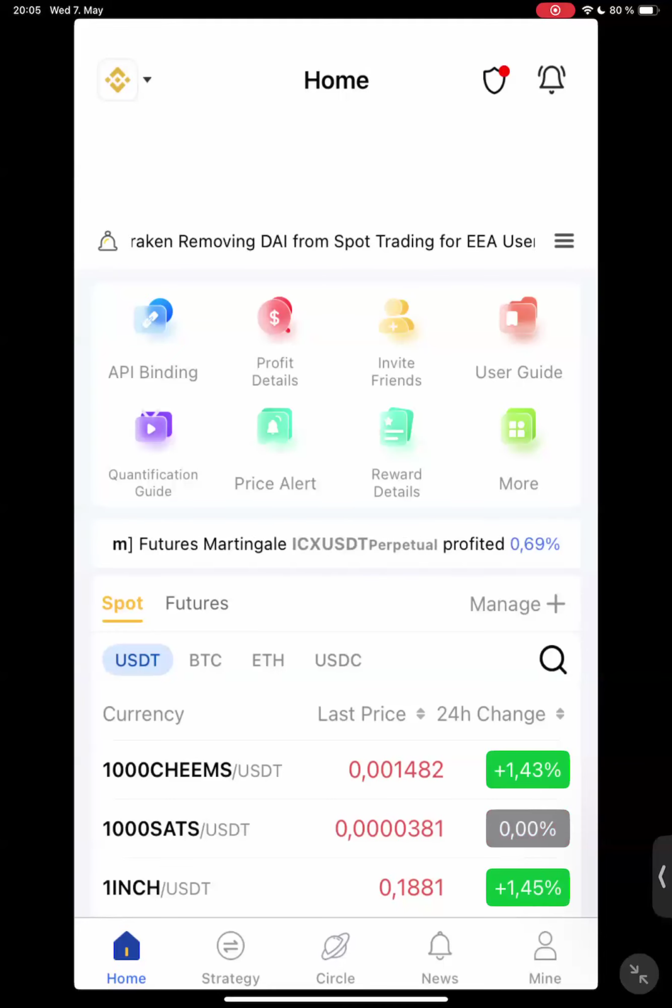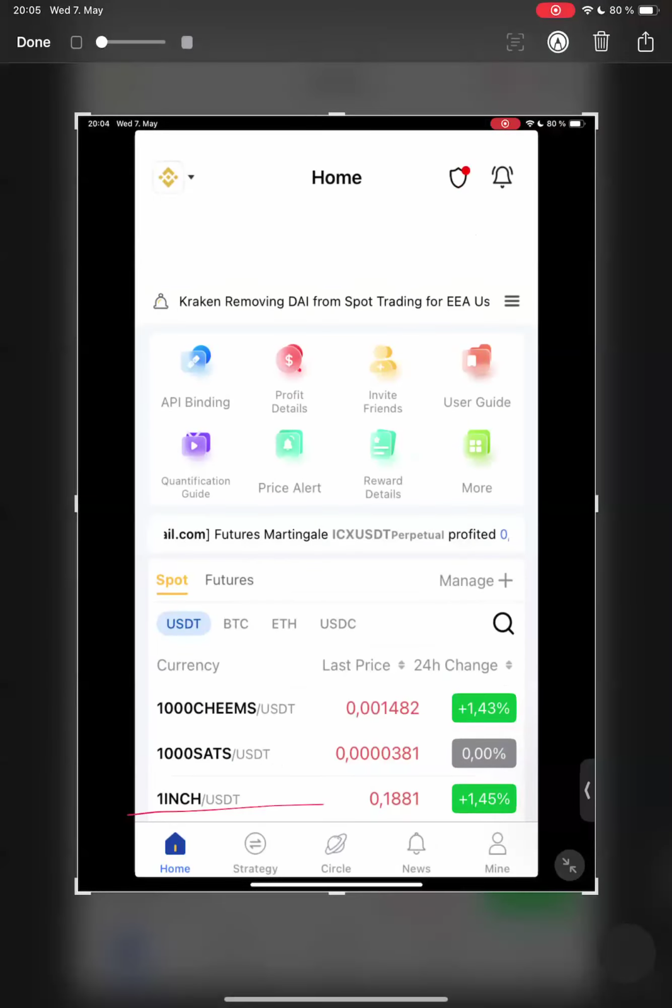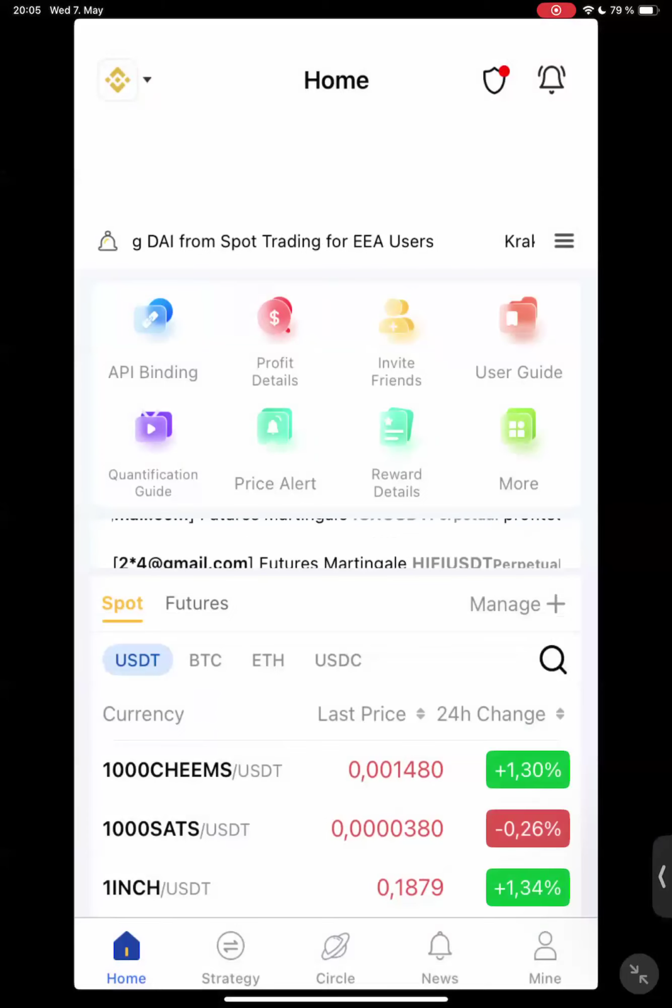So this is the RoyalQ back office. This is how it looks. This is our dashboard. We have the home button, we have the strategy, we have the circle, we have the news, we have the mine. So we use this dashboard most frequently, okay? Sometimes you have to tap on the home button, sometimes strategy, sometimes mine. It depends on what you are going to do or what you are looking for. So now let us quickly go to the home button.